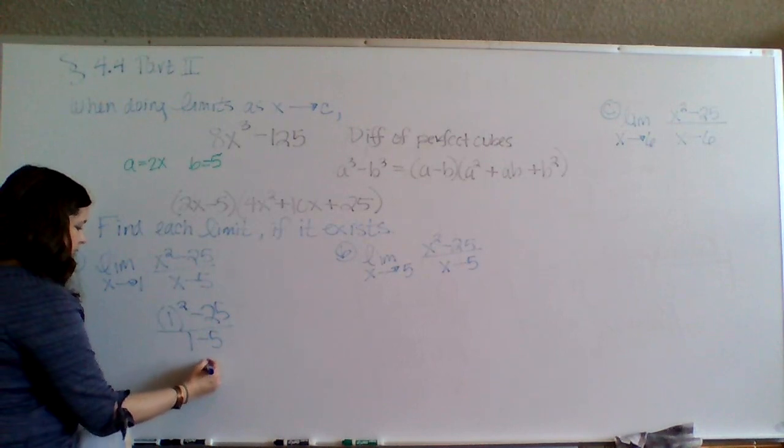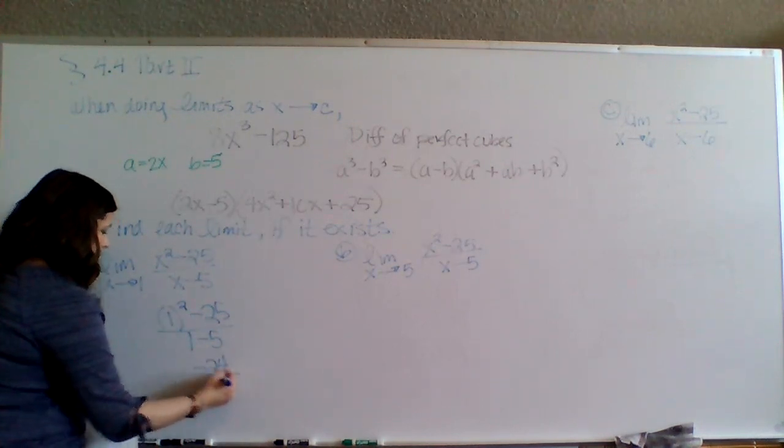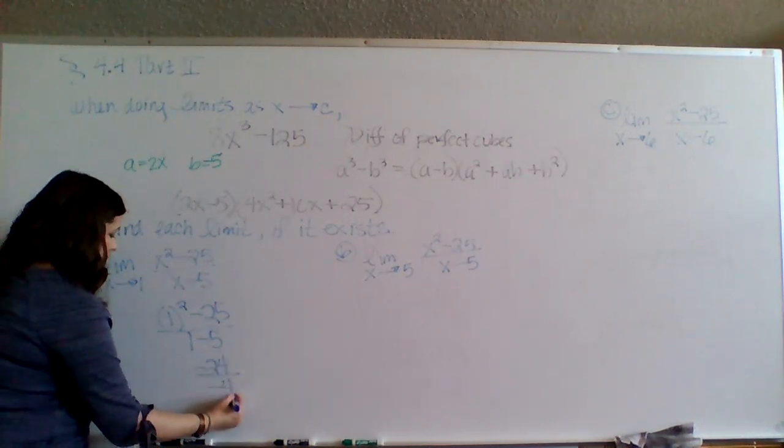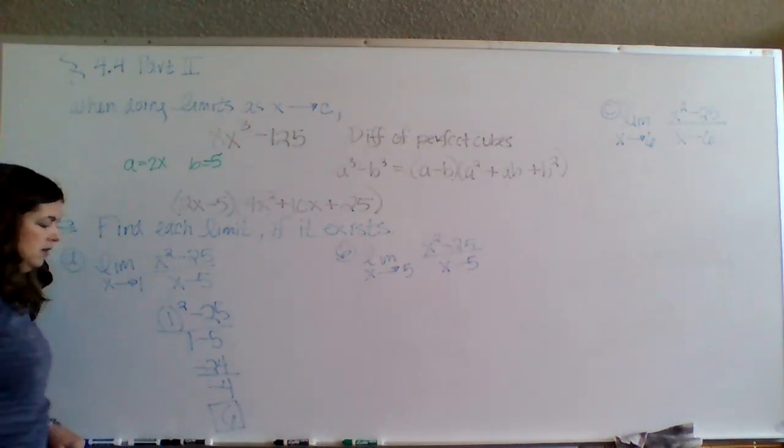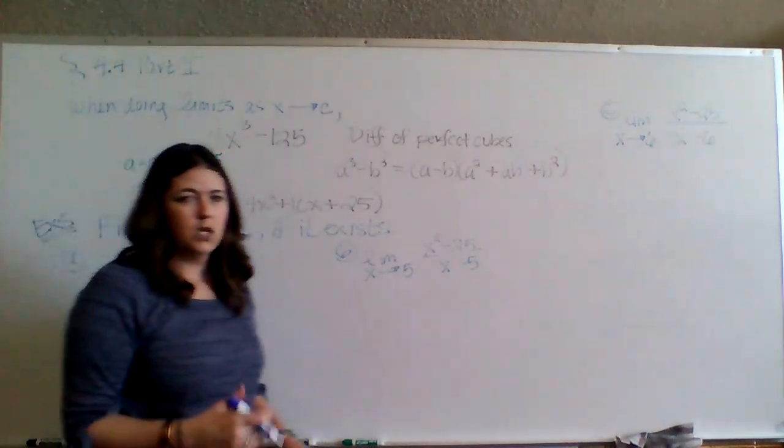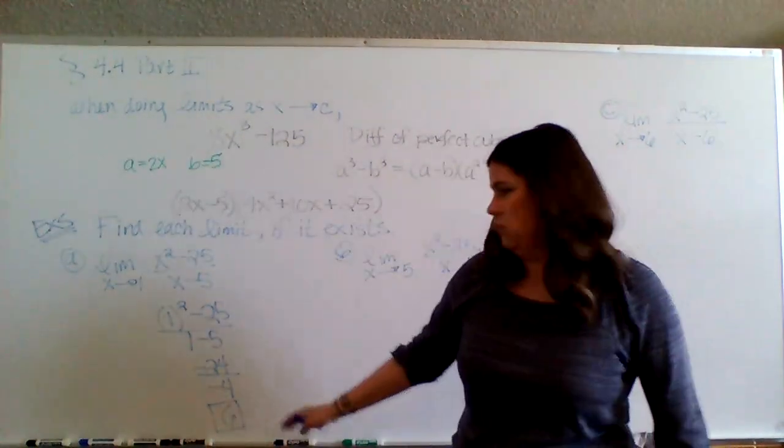1 minus 25 would give me a negative 24, over 1 minus 5 would give me a negative 4. A negative divided by a negative is a positive, and 24 divided by 4 is 6. Done. That fast.